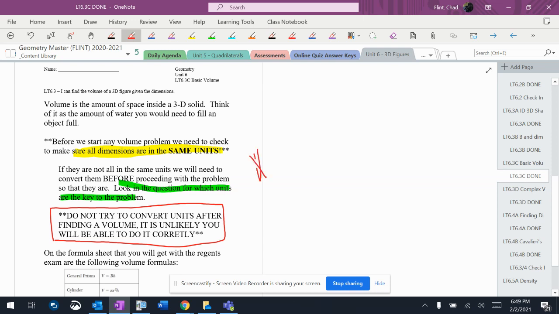Convert dimensions only. Converting volumes does not work the same. You don't just do 1 foot to 12 inches and then cubic feet on top and inches on the bottom. It doesn't work that way. You will get all of those questions wrong. Convert units only. If you get to the end and realize you didn't convert the units, you have to go back and start again. Super, super important.